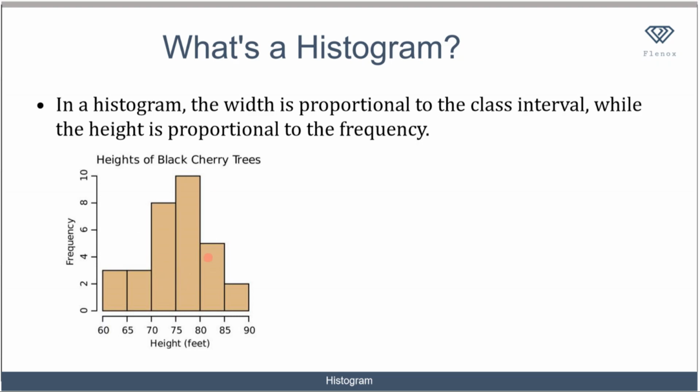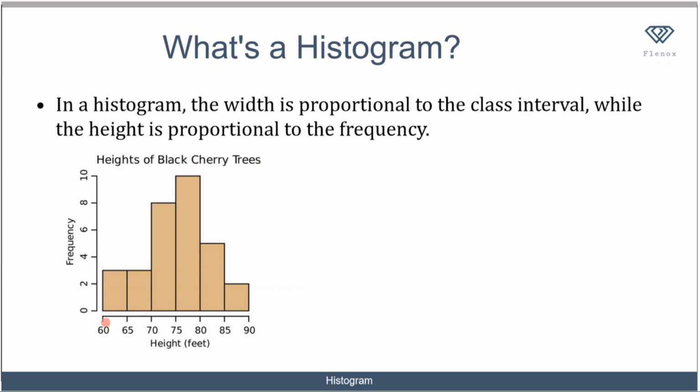They are lumped together. And why is that? Because instead of having just a single value being represented by the vertical bars, what you have is the class interval or the class boundary. So what this histogram tells us is that we have different class intervals. We have from 60 to 65, from 65 to 70, 70 to 75, 75 to 80, 80 to 85, 85 to 90, and this represents the height of black cherry trees.